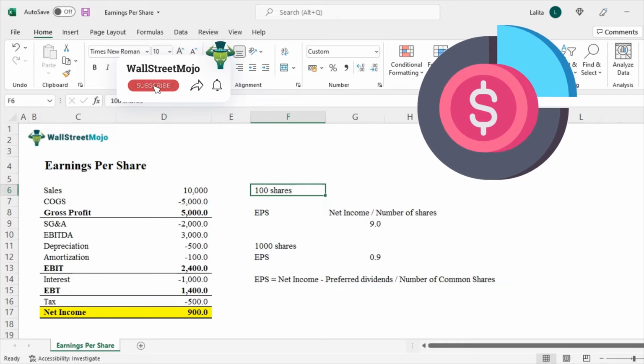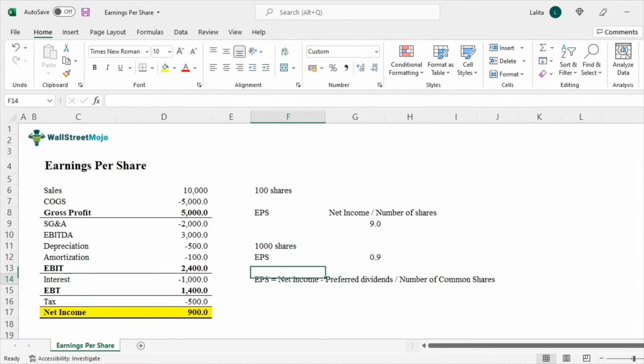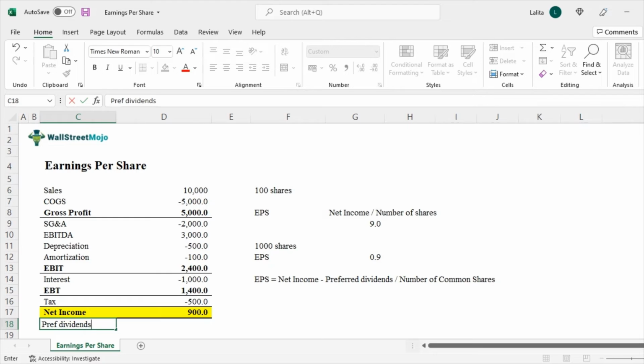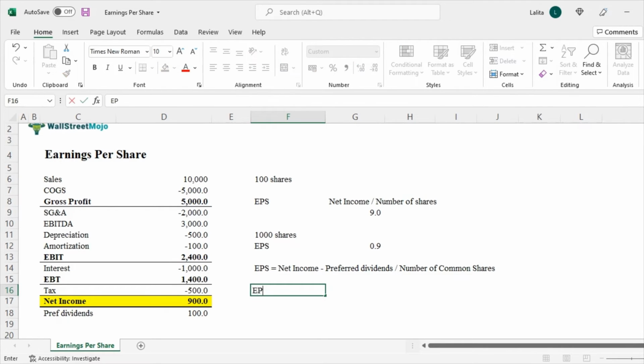All right, so let's assume that there were preferred shareholders here as well, and the preferred dividends that you paid to them is, let's say, $100. Okay, so you paid $100 to them. So in this case, our EPS gets modified a little, nothing else. So in this case, the EPS will be $900 minus $100, divided by your number of common shares.